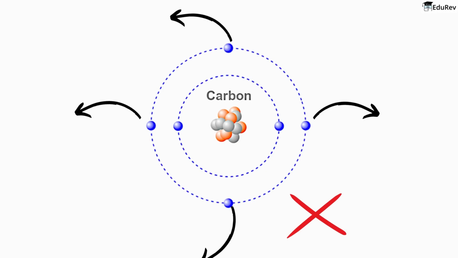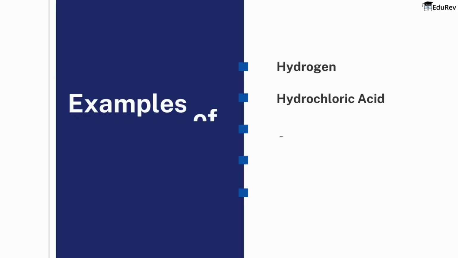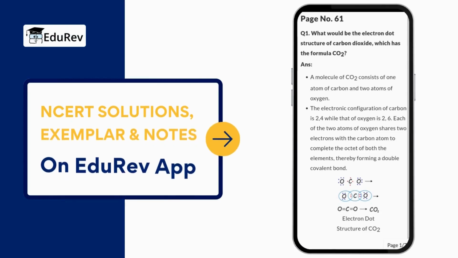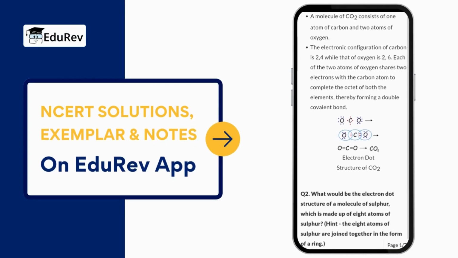We understand the concept of covalent bonding is new to you, so let's solidify our understanding with examples of covalent bonds in compounds such as hydrogen, hydrochloric acid, oxygen, nitrogen, and methane. Before continuing with the video, here is an important note.